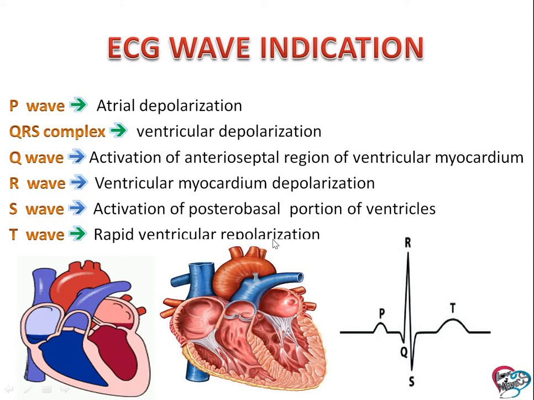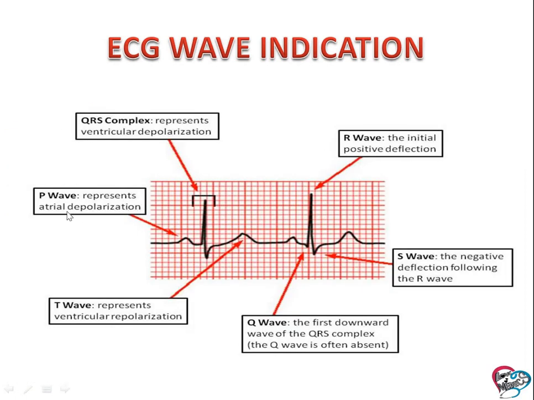The ventricle is contracting and relaxing. The atrium is contracting. When is the atrium relaxing? Yes, the atrial relaxation is also recorded in the QRS complex wave. ECG wave indication: P wave is produced due to atrial contraction. QRS complex is produced due to ventricular contraction. T wave is produced due to ventricular relaxation.